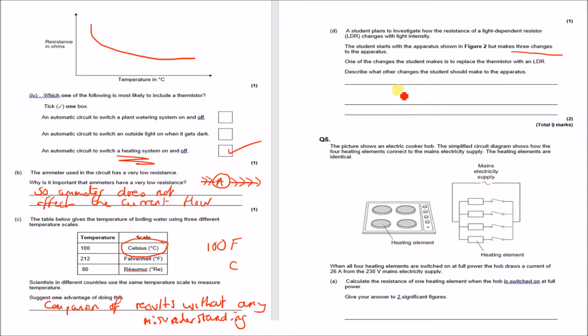So we go back to our question. It said describe what other changes the student should make to the apparatus. Well, they should replace the Bunsen with a lamp or a torch, and they need to replace the thermometer with a light sensor.